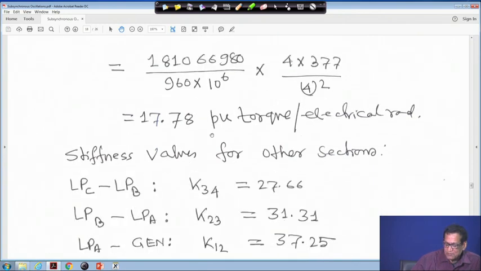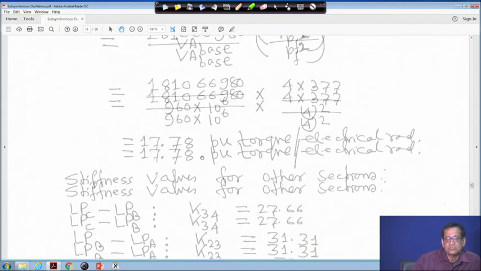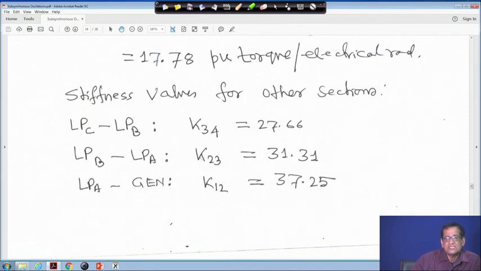Therefore, in a similar way, you find out the stiffness values for the other sections, right. So LPC to LPB, LPB to LPA, that is 3 to 4, 2 to 3 and 1 to 2. You will find K34 will be 27.66, all are in per unit, that is per unit torque per electrical radian. K23 will be 31.31 and K12 will be 37.25. I did not show all this calculation, only one calculation is shown. Similarly, others you can easily calculate, right.